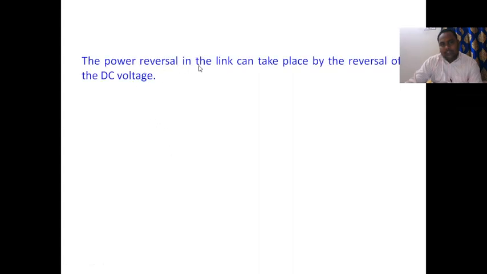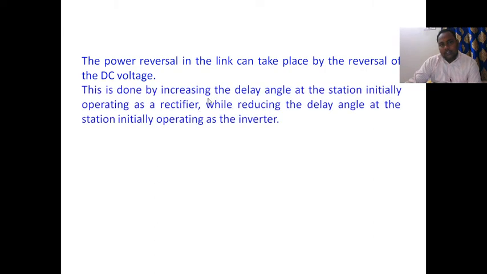Normally, the control is possible by using gamma and beta on the inverter side. The power reversal in the DC link can take place by the reversal of DC voltage. How is power reversal done? Normally power flows from rectifier to inverter, but flow from inverter to rectifier is also possible. This is done by increasing the delay angle at the station initially operating as a rectifier while reducing the delay angle at the station initially operating as the inverter.